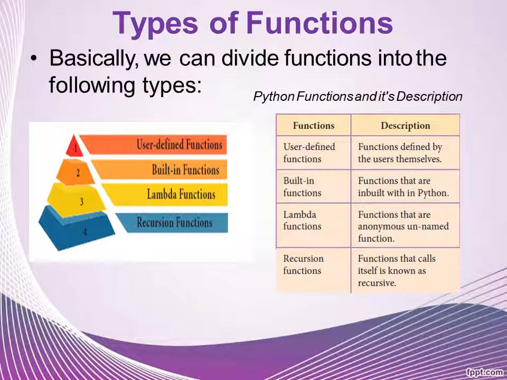So first we can move on to user defined functions. What are user defined functions? The user can call them themselves. It is called a user defined function. Okay, second, built-in functions. These are functions built within Python. The person can build the functions by normal coding. The third one is the lambda function. The lambda function is an anonymous or unnamed function.